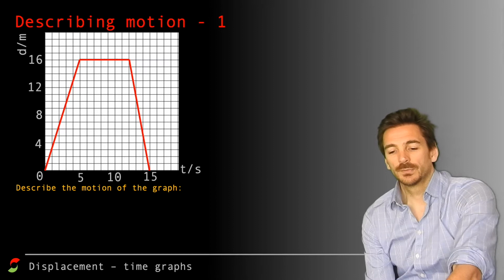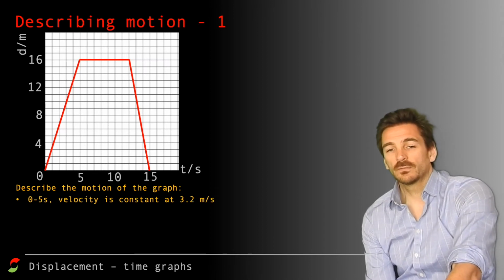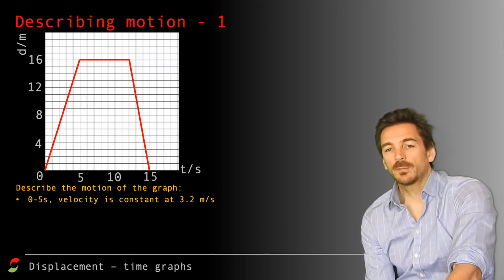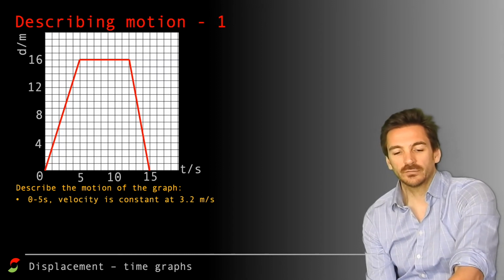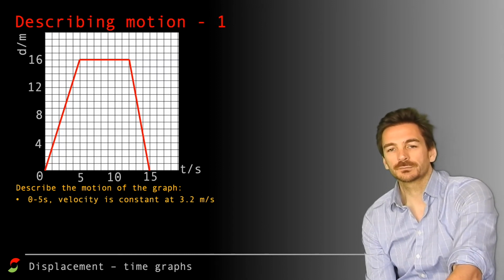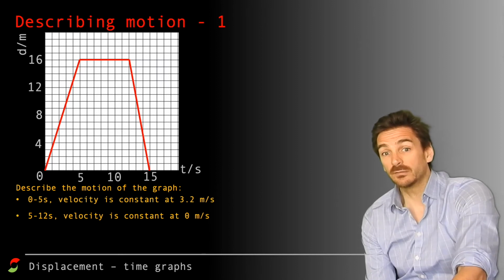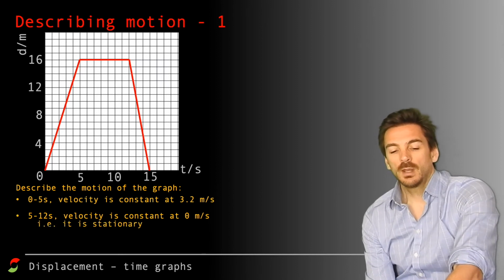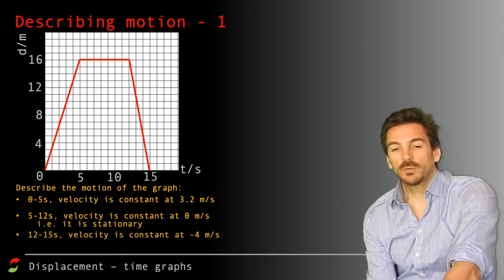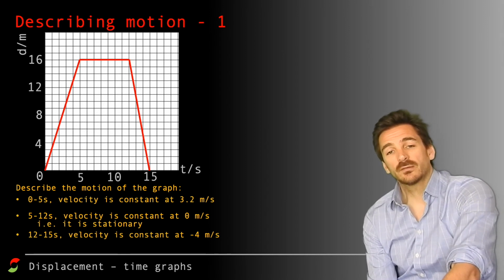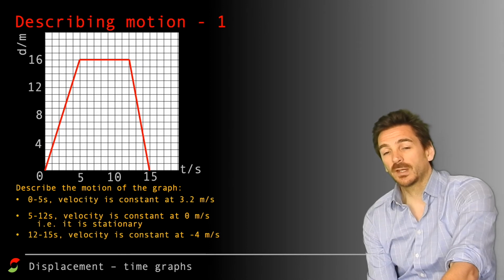I'll give you an example. From 0 to 5 seconds, the velocity is constant. I've also calculated it to show the examiner that I can do that, because it's quite straightforward: 16 divided by 5. From 5 to 12 seconds, the velocity is constant at 0 meters per second, i.e. it's stationary. And from 12 to 15 seconds, the velocity is also constant, but it's negative, it's minus 4 meters per second.